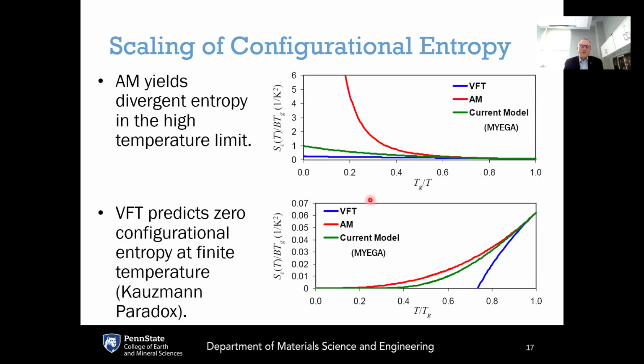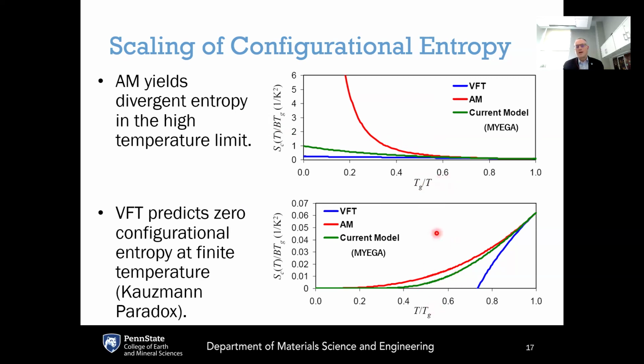Now, what does this imply in terms of the scaling of configurational entropy in the system? If we assume the Adam-Gibbs equation to be valid, we can solve for what is assumed for the temperature dependence of the configurational entropy in each of the three viscosity models. And the two plots shown here have the configurational entropy on the top as a function of inverse temperature. And then at the bottom, we flip the x-axis, so it becomes a function of temperature.